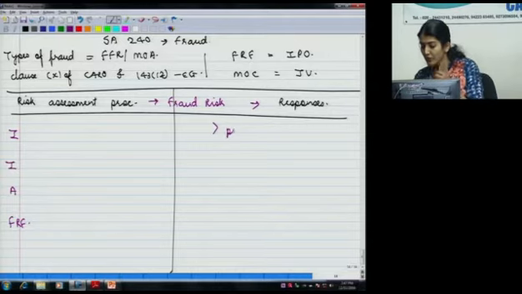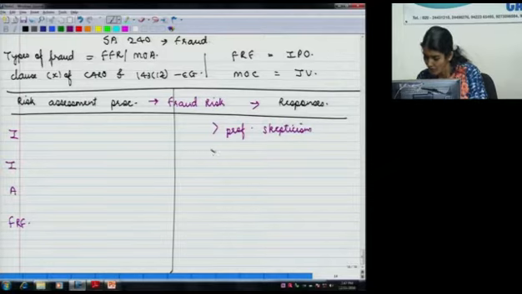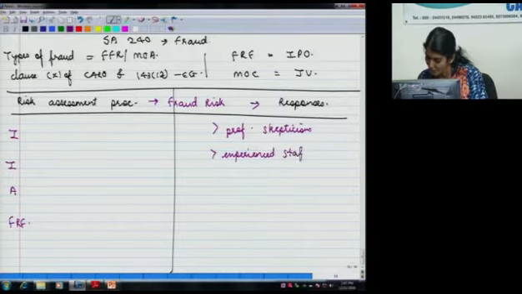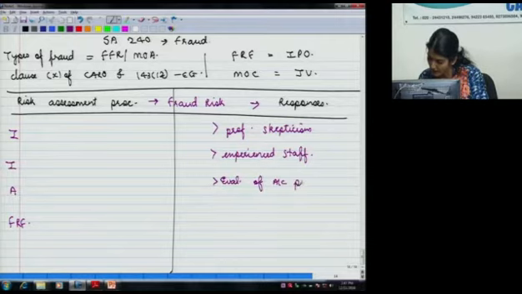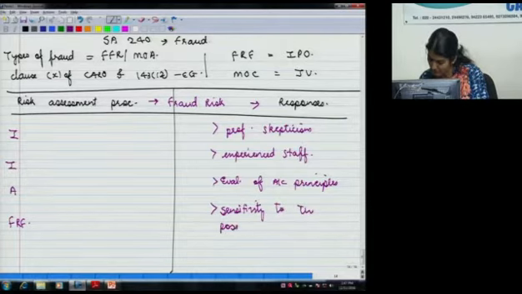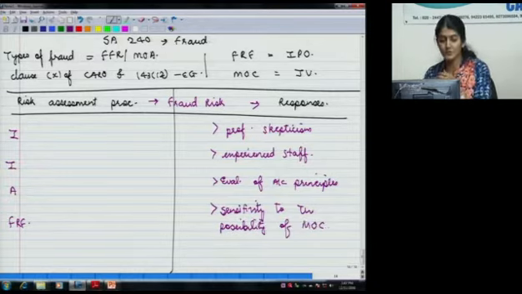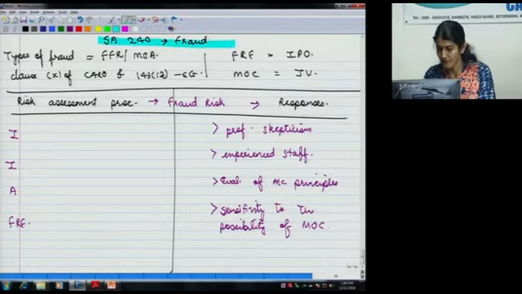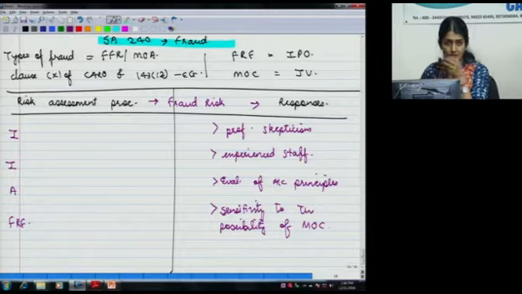What is your response? More of an attitude of professional skepticism, more experienced staff, more evaluation of accounting principles and practices, and more sensitivity to the possibility of MOC, management override of controls. Right, so in a chart, if I have to put 240, this is the chart.